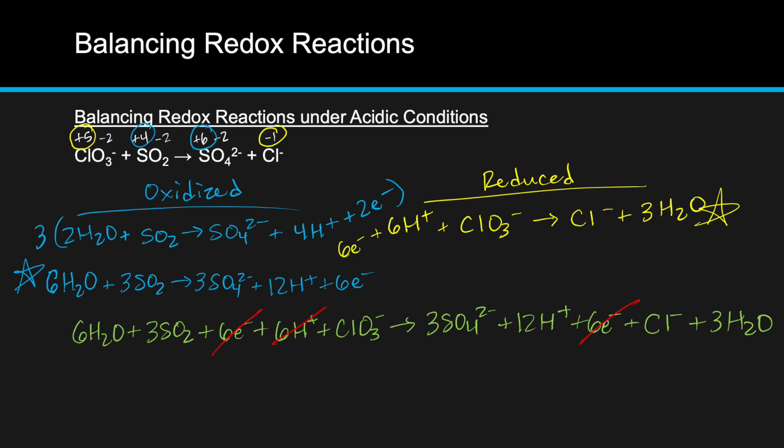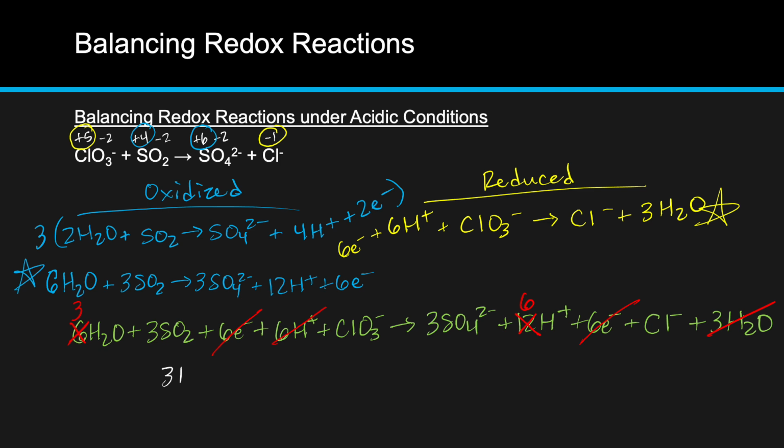So I have 6 on the left and 12 on the right. So that's going to turn to 6. And our water molecules. So I have 3 on the right and 6 on the left. So that's going to be changed to 3. And now that I have all of those canceled out, I can combine and get my final balanced redox reaction.